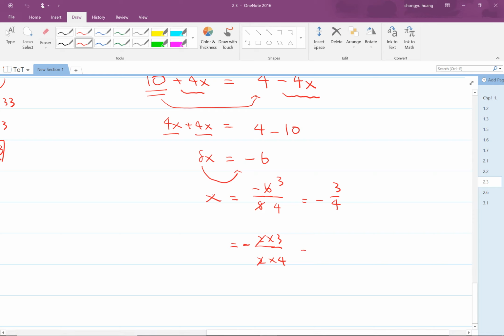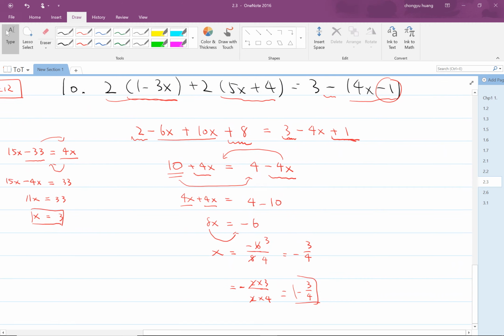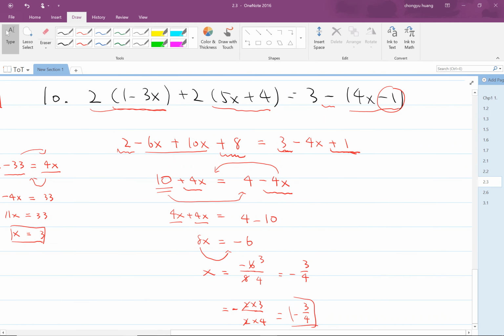Okay, so that's the detail. Now you can see 3 and 4 cannot simplify anymore. So negative 3 over 4 is the final solution, right? For the solution, you always want to simplify as much as you can. You want the solution in the simplest form, that's why you have to simplify. So the answer for question 10 is x equal to negative 3 over 4.